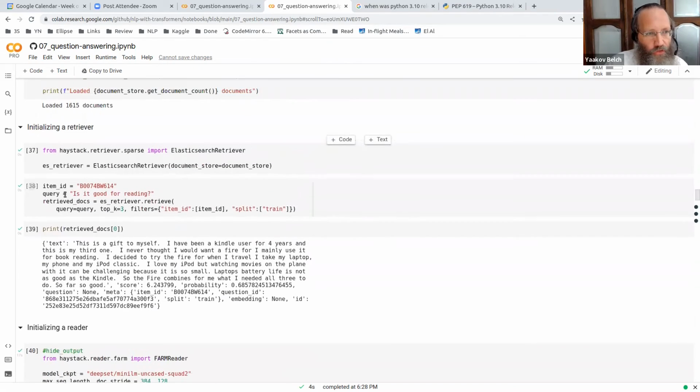And you can search, for instance, here you can have a query. Is it good for reading? You have a condition that you only want to find answers which have the item ID over here. And you use a retriever where you say the query is over here. You take the top 3 answers, and any document which does not have a structured item ID which you're given will be rejected and will not be used. And this is standard search engine technology, and it works.